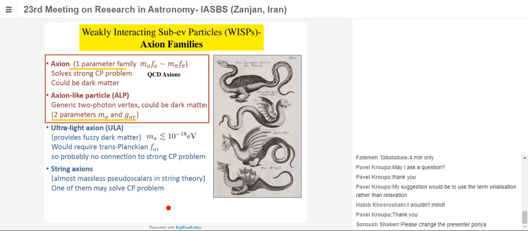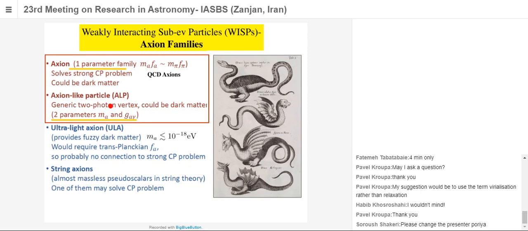Okay, first I'm going to talk about the axion families. The axion families belong to a bigger family. People call them weakly interacting sub-electron volt particles. And they can be divided into these four families. The QCD axion, which I explained in the previous slides, has one free parameter, and it came to solve the strong CP problem, and it can also behave as dark matter.